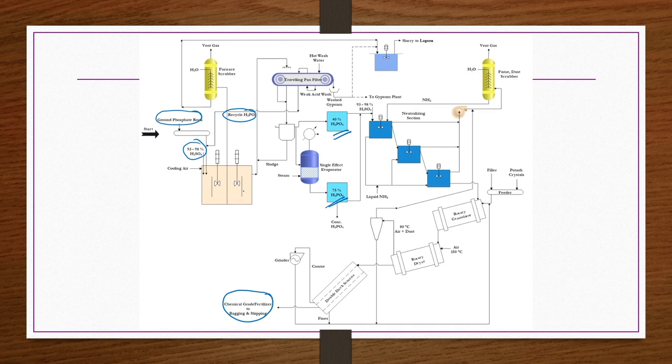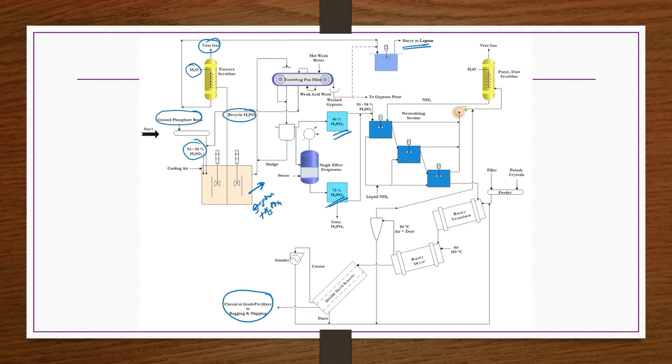When this reaction takes place, some furnace fumes would be there, like SiF4, HF, etc. Those are taken to a scrubber to scrub out with water, and the slurry is taken to a slurry lagoon, whereas the gases are taken out through the vent. The main product coming out of this batch mixing reactor is nothing but gypsum plus phosphoric acid along with some impurities maybe, right?